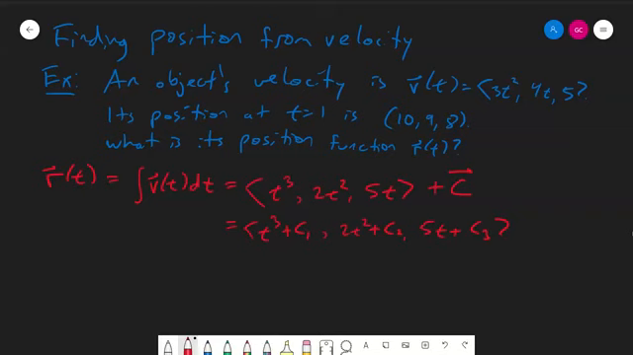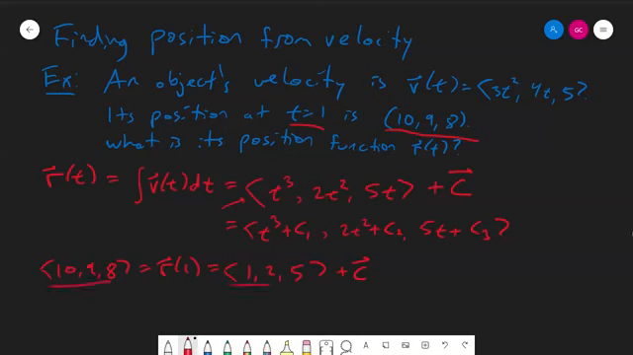Now we would like to get rid of those constants. And since I have this extra piece of data here, I can actually do that. And so the idea is to say, well, on the one hand, I want (10, 9, 8) to be r of 1. But on the other hand, if I plug 1 into the actual function I have, and let me go back to just this first version here, what I get is (1, 2, 5) plus c.